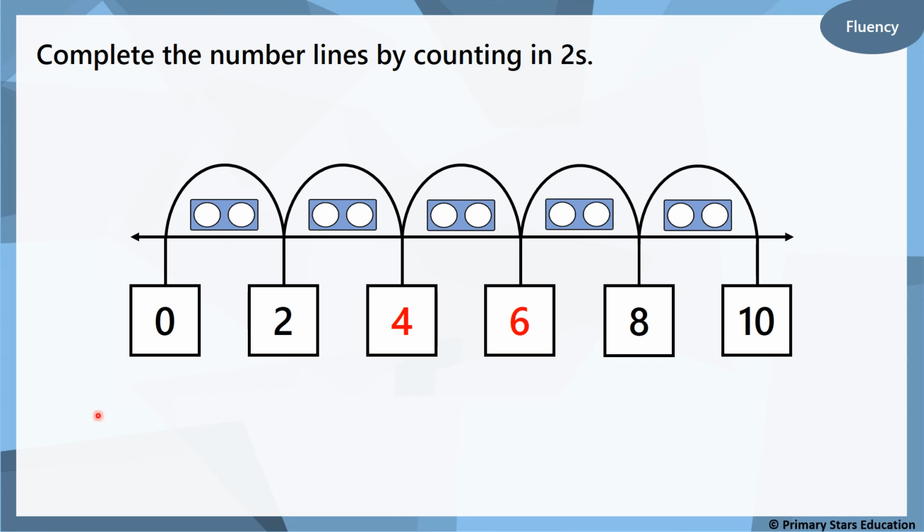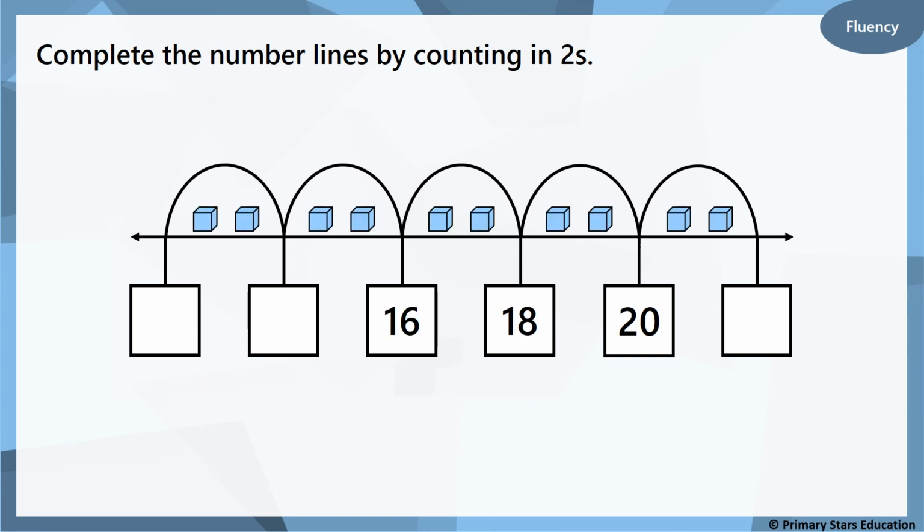Let's try another. What are the missing numbers this time? This one's a bit trickier. Pause me if you need to and write them down. Okay, right, let's try it together then and see if you got it right.